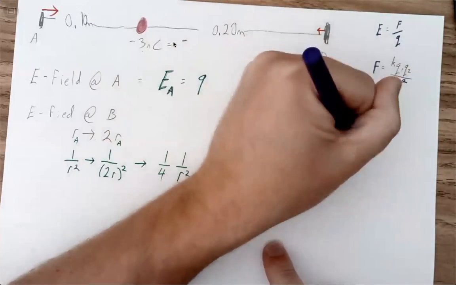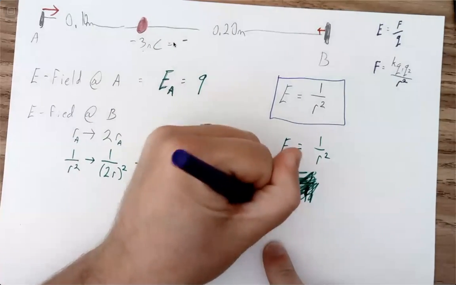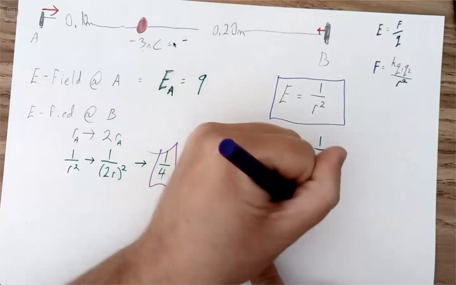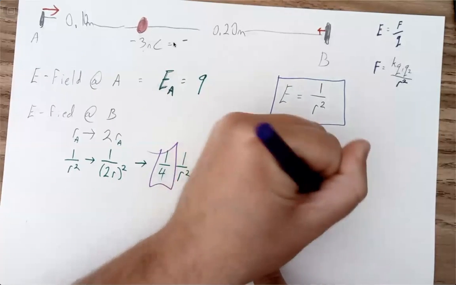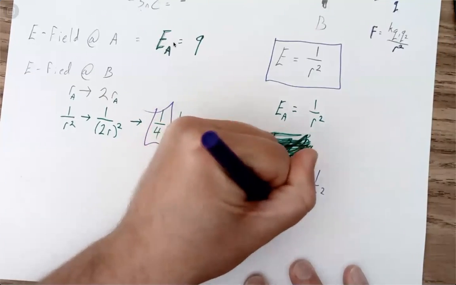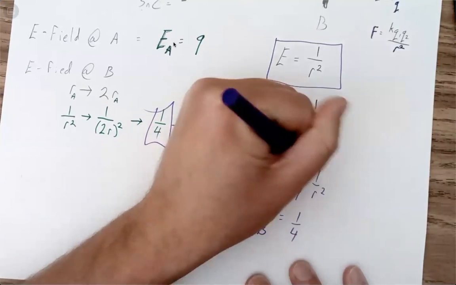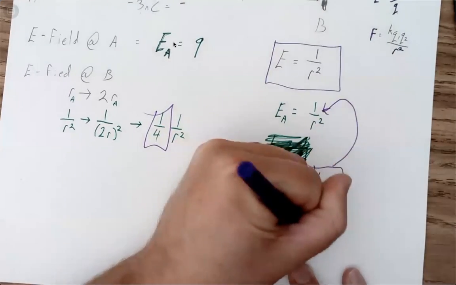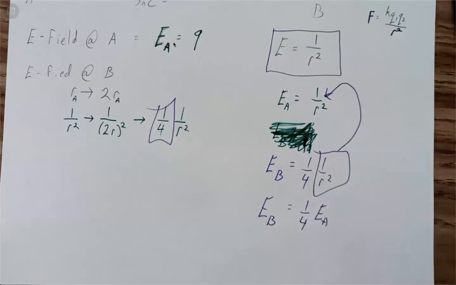So this E_B is going to be 1/4 of this 1 over R squared. So this E_B then is 1 over 4 of this 1 over R squared, which is E_A. So we see that the factor is now 1/4.